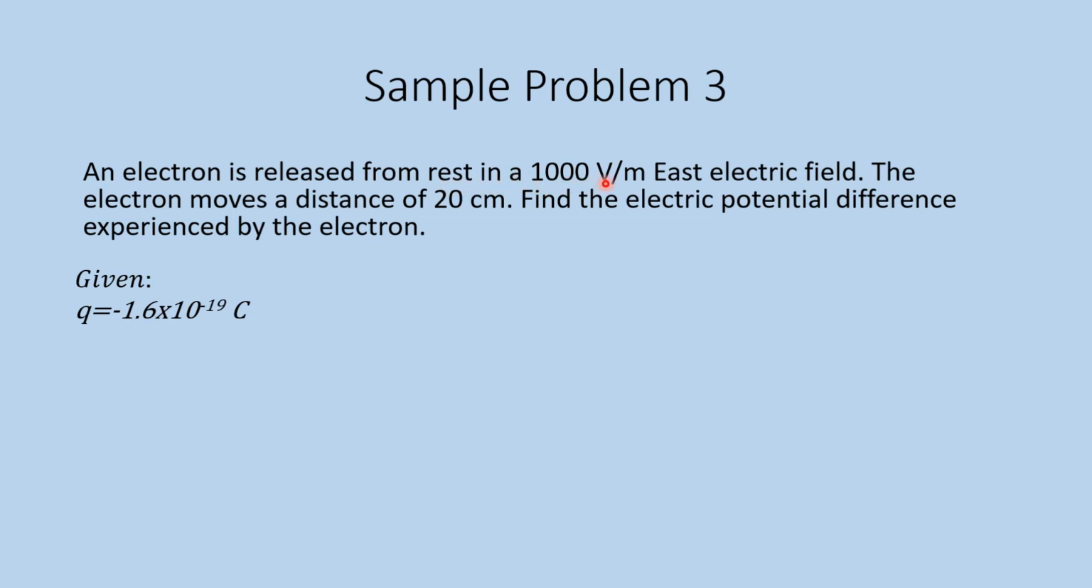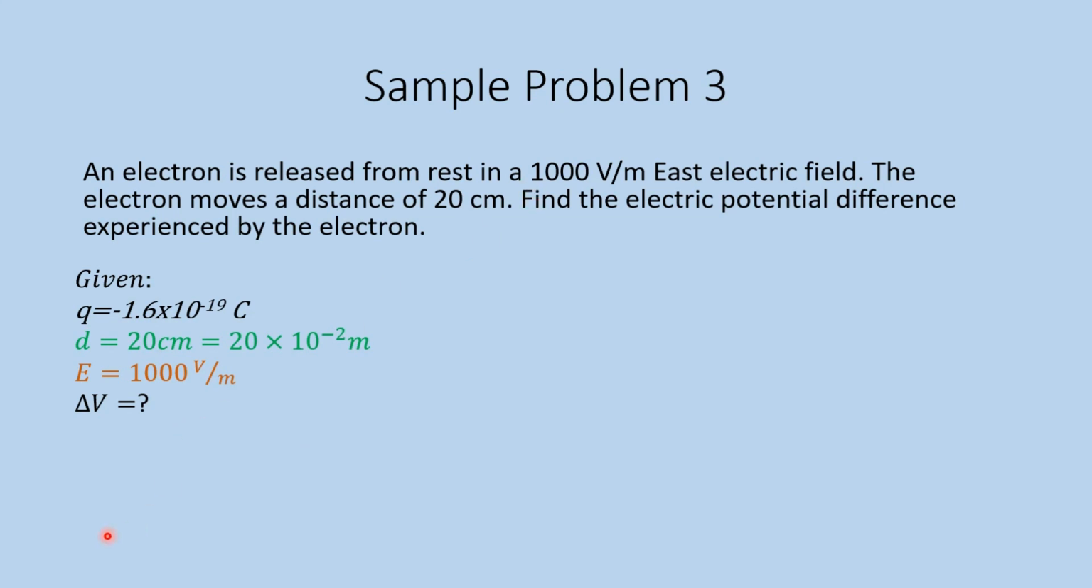In a 1000 volt per meter east electric field, the electron moves a distance of 20 centimeters. So we have the electric field is 1000 volts per meter, and the separation distance is 20 centimeters. We convert it to meters. Find the electric potential difference experienced by the electron. We have to find delta V.